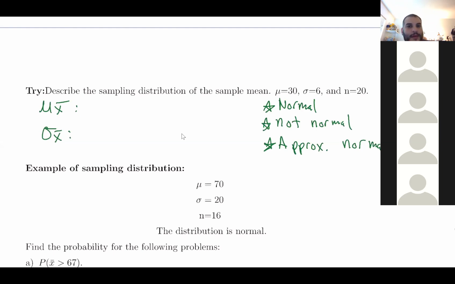Professor, the square root of 20 is 4.47, right? Because that's what I got when I used my calculator. Yeah, it should be something like that.